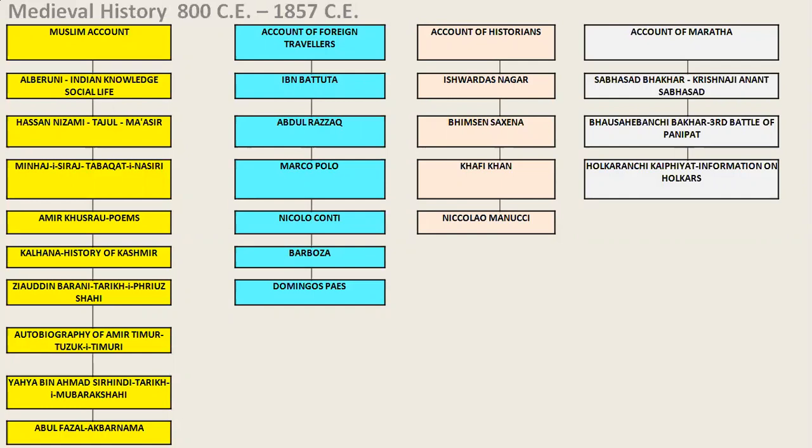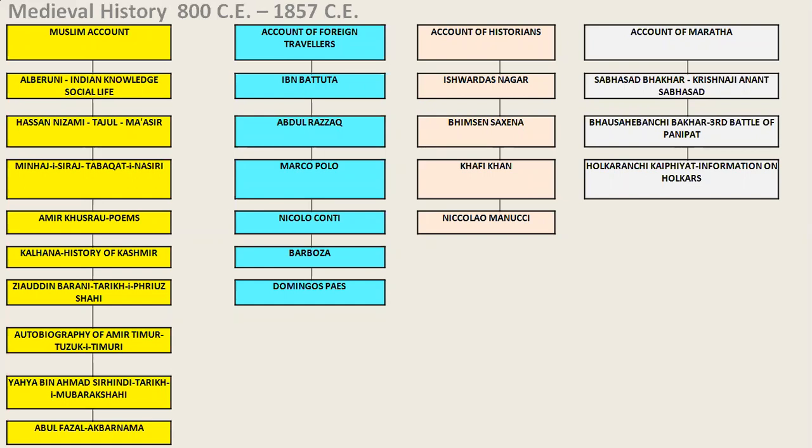In addition, we have sculptures, weapons, miniature paintings, folk songs, poems or shairis, inscriptions on coins, historical monuments. All these also help us to get information about medieval India. For example, Amir Khusro, who was a poet, and many other scholars give us a lot of information about the Sultanate period of the 8th century current era through their writings.